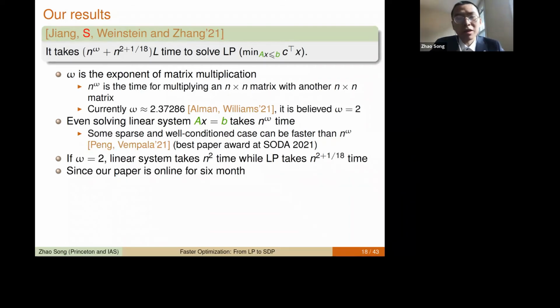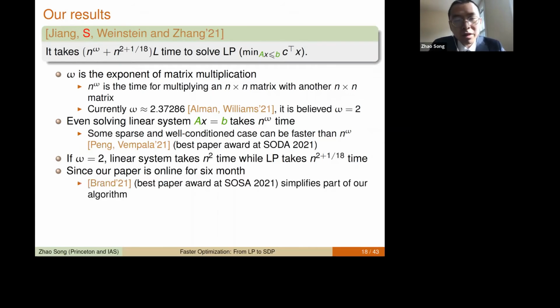Here is another recent follow-up of our paper. Our paper has been online for 6 months. When we were writing it, we were rushing the deadline and didn't think about making it shorter, so our proof is quite long, more than 100 pages. There is a paper by Jan van den Brand that simplifies a small part of our algorithm and reduces our proofs by about 30 pages. But currently we still don't know how to do a very short version, like 50 pages.